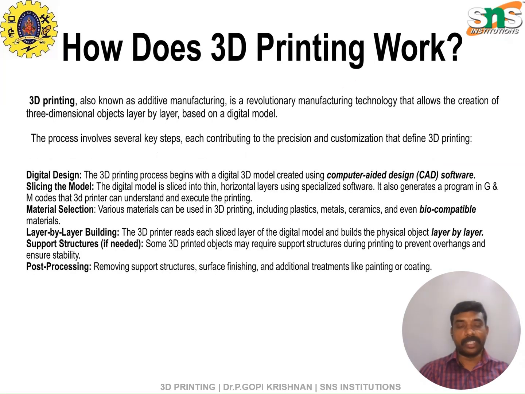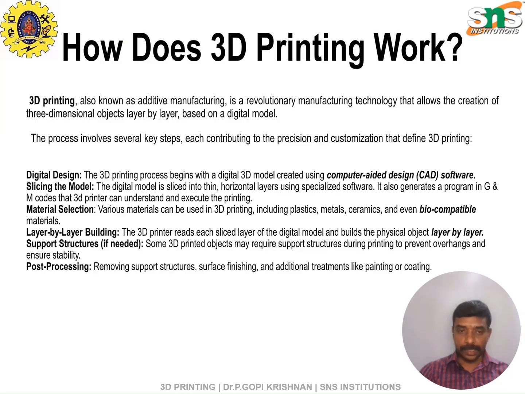Now there is going to be a question. How does 3D printing work? It's very simple. We have a sequence of steps for the creation of the entire component using the 3D printer. 3D printing, as we know, is the additive manufacturing process, a revolutionary manufacturing technology that allows the creation of 3D objects layer by layer based on a digital model. So we have seen the basic definition in the previous slide. The various steps involved in the 3D printing of a given component are as follows.